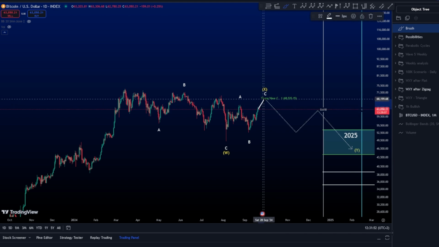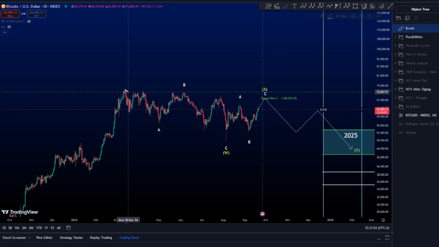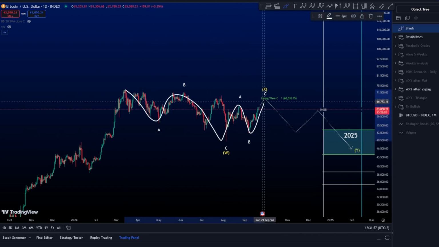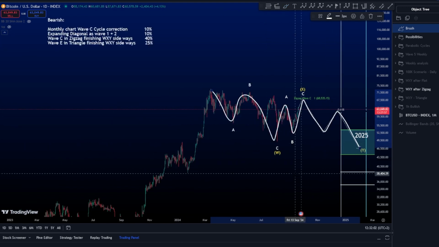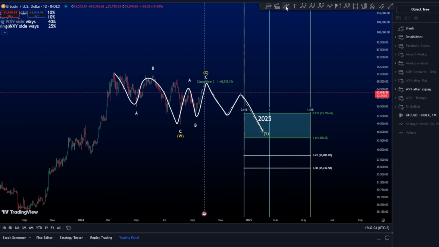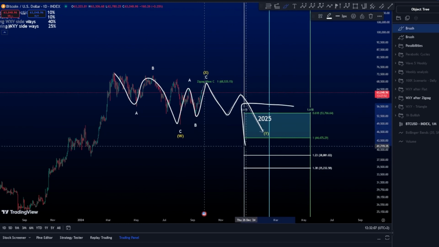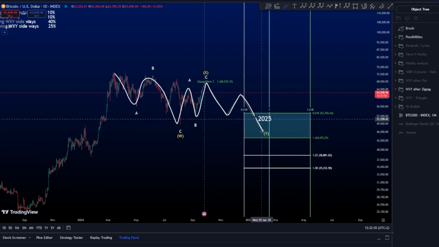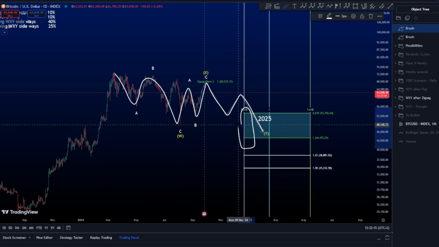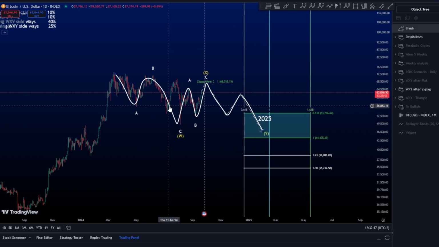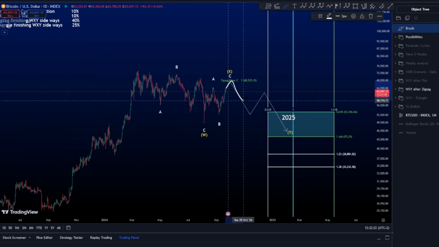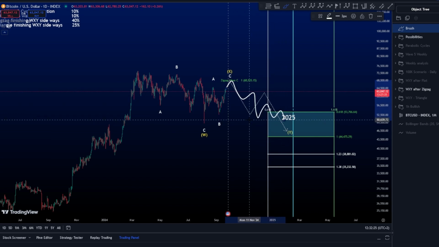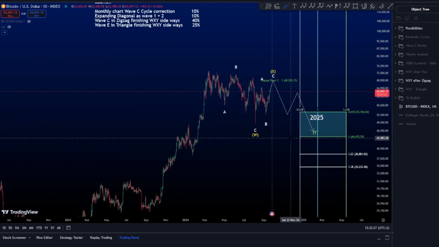Once this zigzag target is hit, we have ABC and then ABC, and then you want to see another ABC as a zigzag, forming a WXY, right? And the most possible time to finish this range is the beginning of 2025. So if we want to retrace from the wave C, we might range until next year. This is very normal as well.